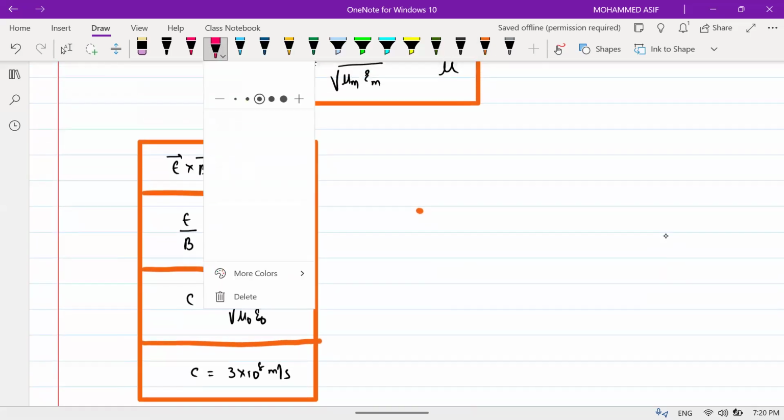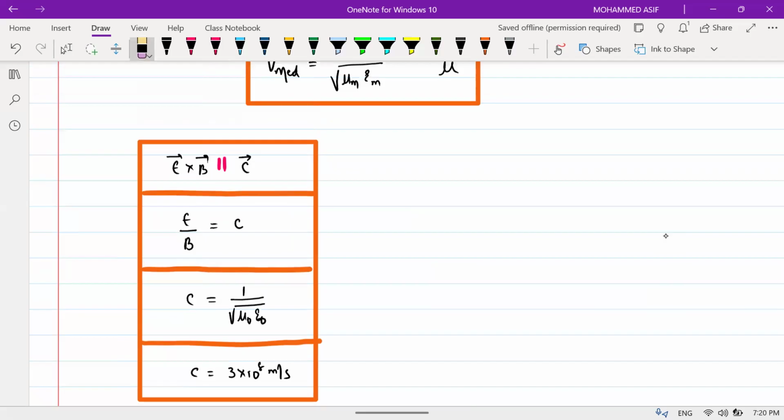Yes. To understand this one, I just need the basic knowledge of vectors. Basics of vectors. It is also applicable for your magnetic fields, beta.